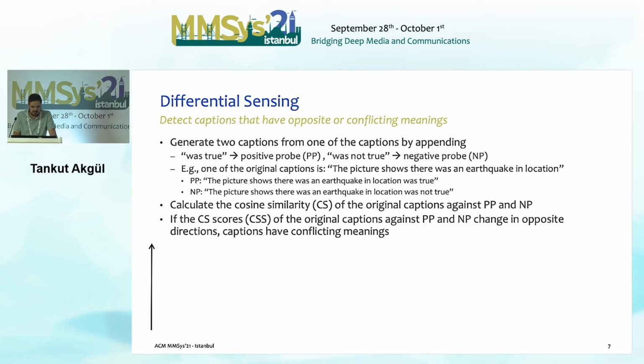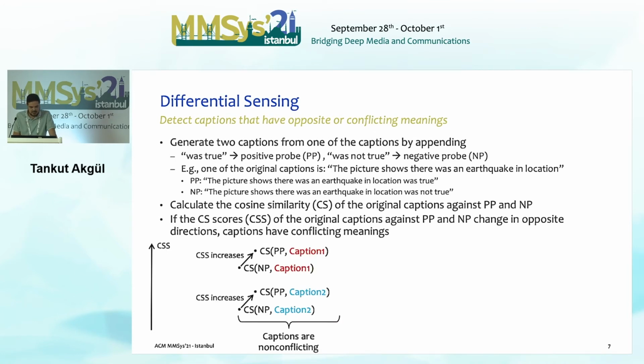So for instance, the caption may say the picture shows there was an earthquake in some location. And the positive probe becomes "the picture shows there was an earthquake in location was true." And the negative probe becomes "the picture shows there was an earthquake in location was not true." So these probes obviously convey conflicting messages. So they have opposite meanings.